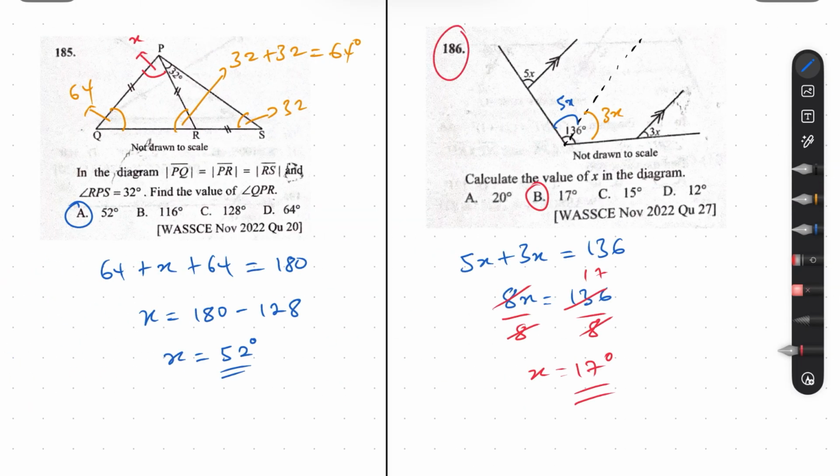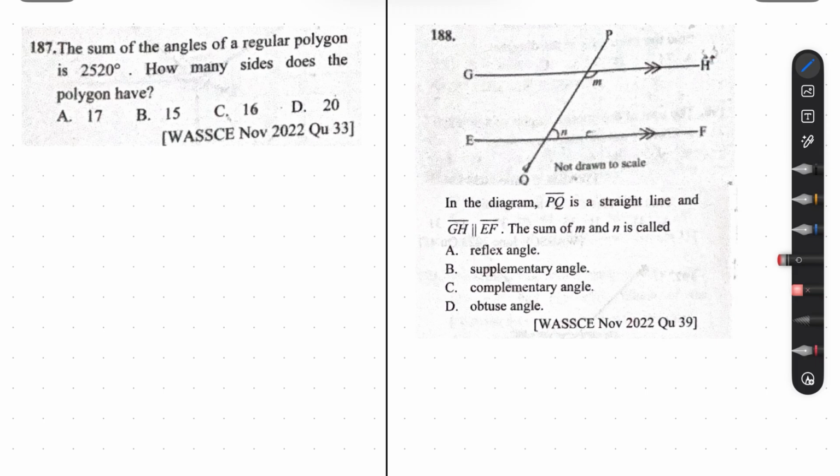Okay, cool. So in this session, we start with question number 187. The question says the sum of angles of a regular polygon is 2,520 degrees. How many sides does the polygon have? Now, the sum of angles they are talking about are interior angles. So the sum of interior angles, what's the formula?